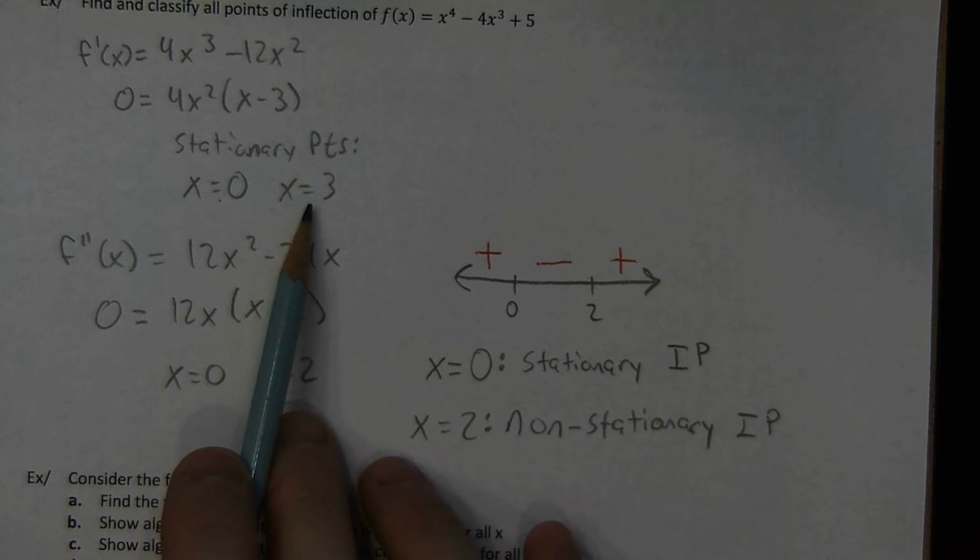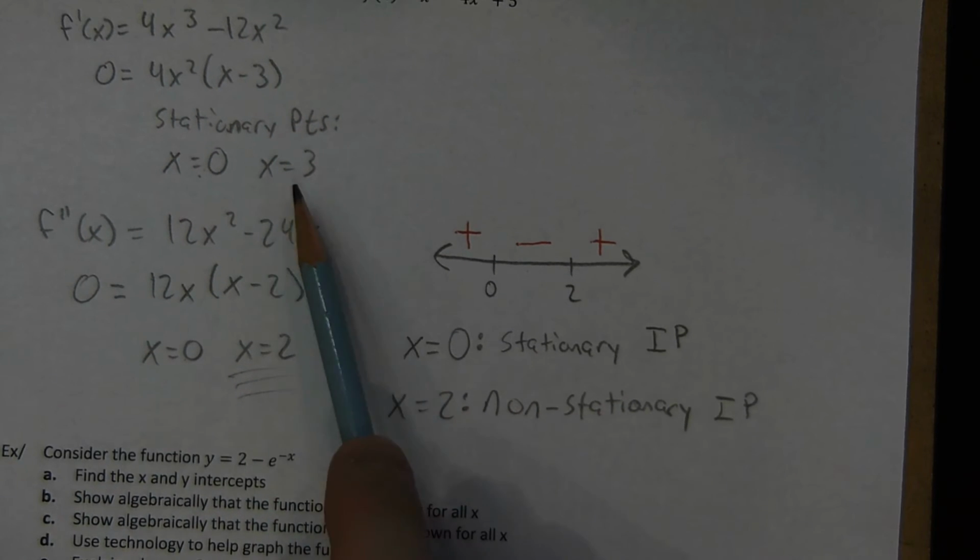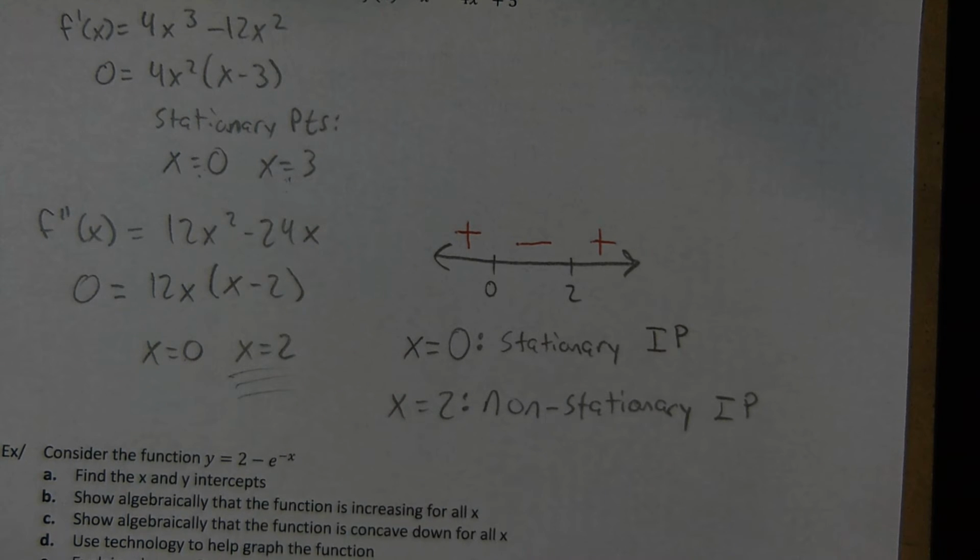So what does that tell you about x equals 3? Well, because it was not an inflection point, it is automatically going to be a turning point. And if you don't believe me, you're welcome to do the sign diagram for the first derivative.